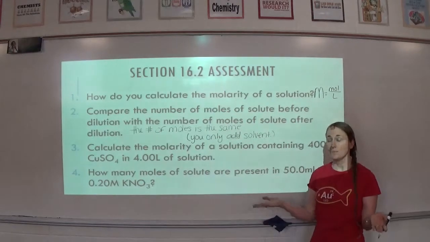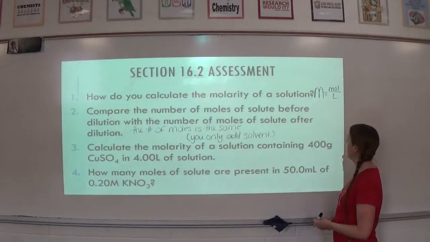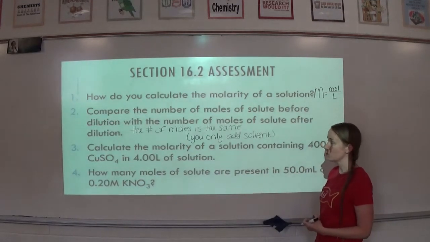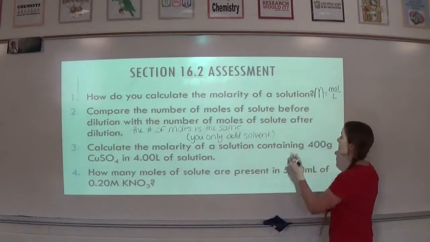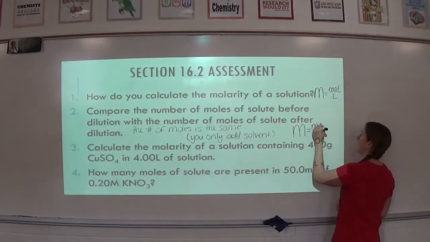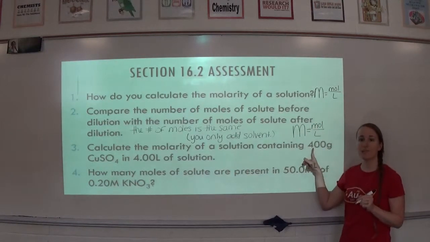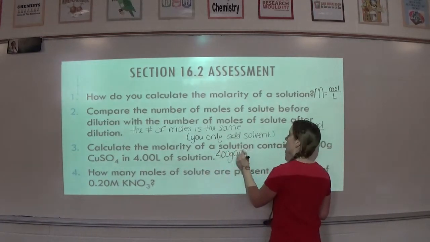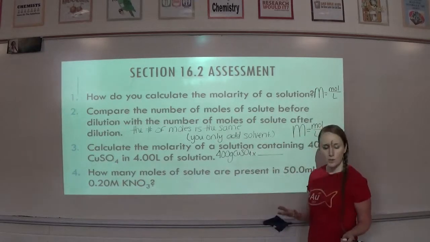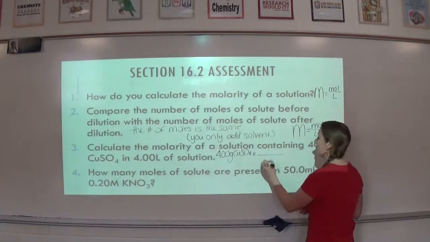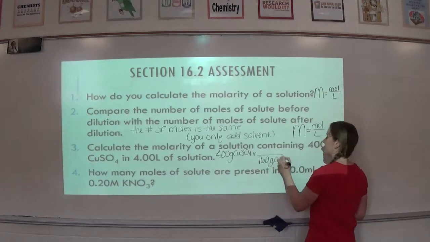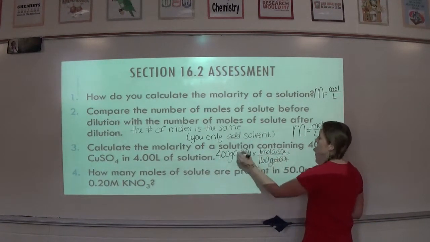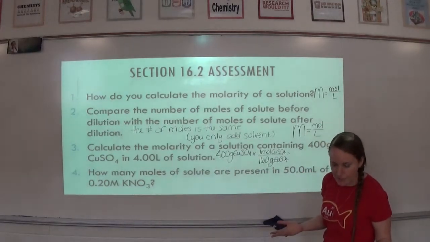All right, so number 3, it says calculate the molarity of a solution containing 400 grams of copper 2 sulfate in 4 liters of solution. Okay, so we're doing molarity. So remember, molarity equals moles over liters, but the problem is I gave you grams, of course. So 400 grams of copper 2 sulfate, so of course we'll do our molar mass, which when I added up molar mass, I got 160 grams. And that of course equals 1 mole. So when I divided, I got 2.5 moles.